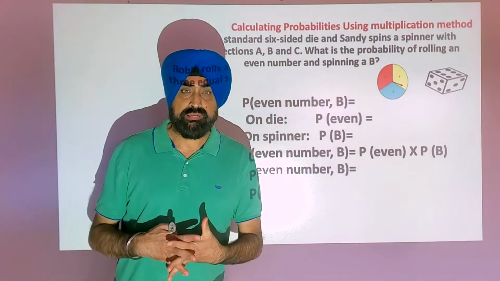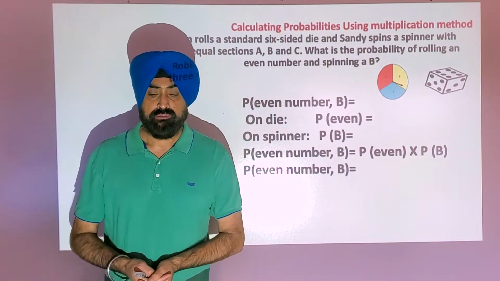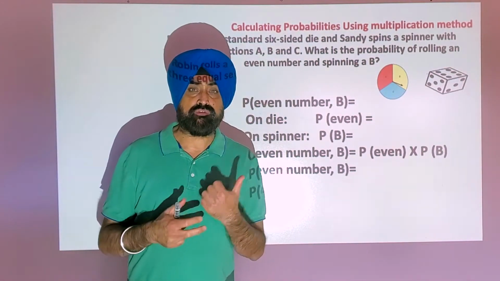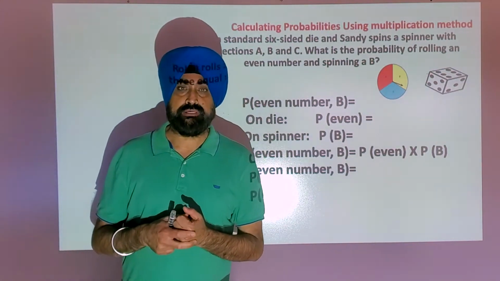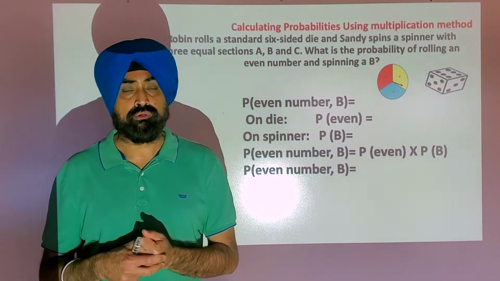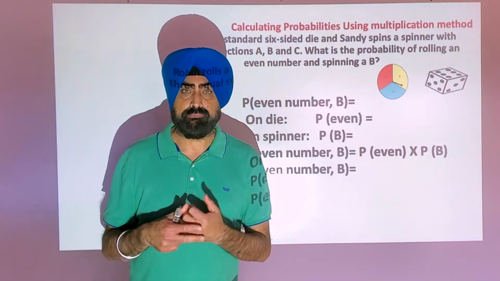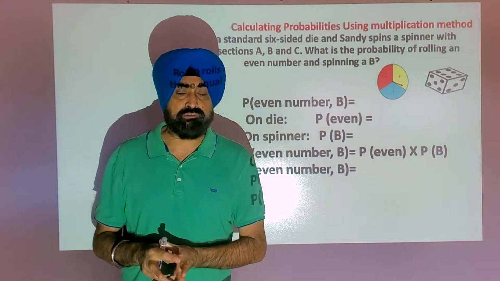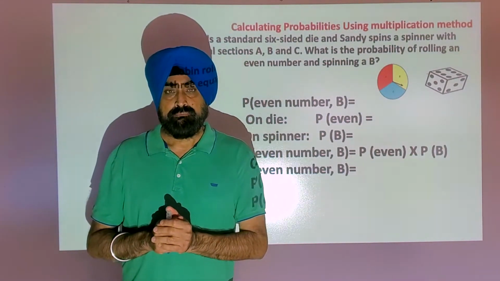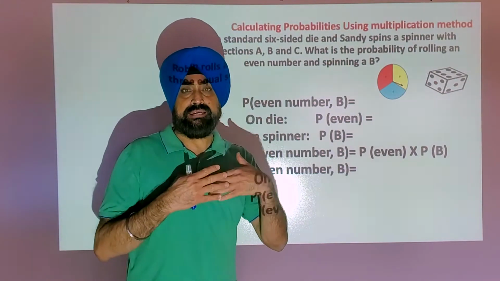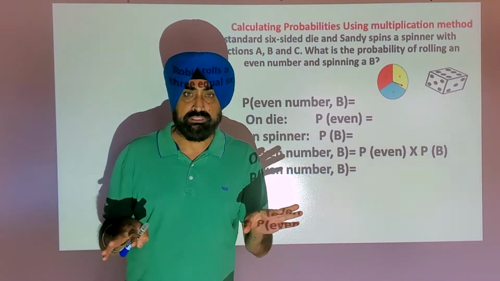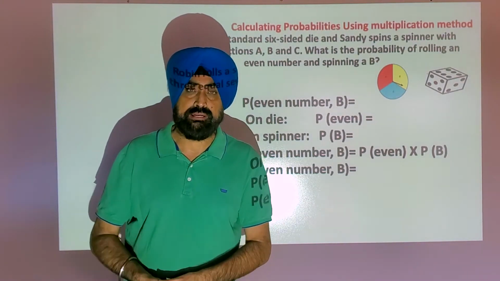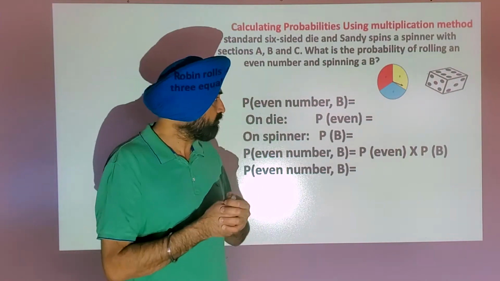Let's see the third method, students, how to find probability using the multiplication method or fraction method. In previous videos I showed you how to use the tree diagram, and then the table method, to find the probability. The third method, the multiplication method or fraction method, is a very easy method, because these events are independent. They have nothing to do with each other. So we can find individual probabilities, and then join them together.